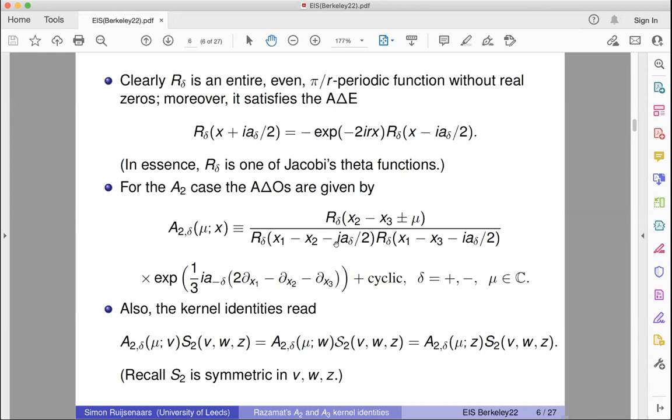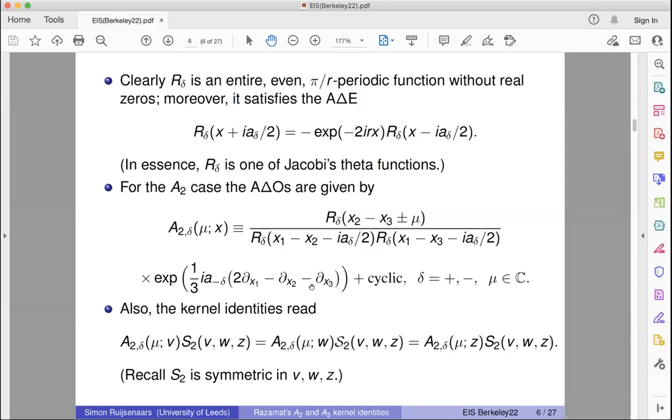Now, here are the analytic difference operators in the A2 case. So again, this is this product convention. And here you already see that I'm going to the center of mass frame. This shift will leave functions that depend only on differences and not on the center of mass variable invariant. And that's important soon.